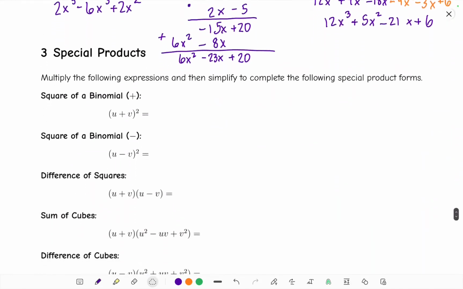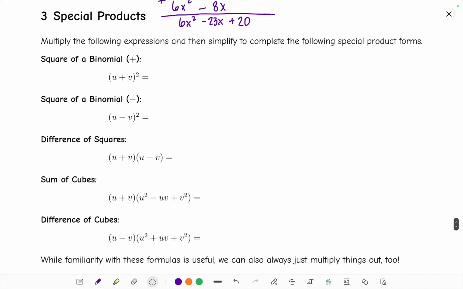And now on to special products. Even though we could use the distributive property all the time for these, it's nice to know these for section 8.3 because it'll make factoring easier for us. So let's multiply the following expressions and simplify to complete the following special product forms.